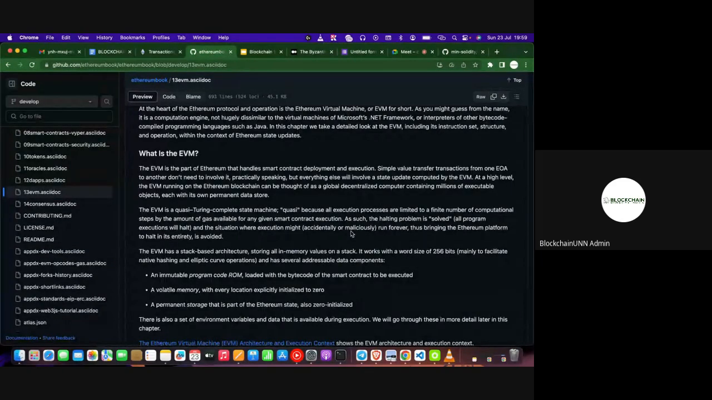The word quasi there refers to the fact that execution processes within the Ethereum virtual machine are limited to a finite number of computational steps. This is what I was trying to explain earlier, right? With any virtual machine or any computer that has the ability to carry out custom computations, there's the chance of having stuff like infinite loops or executions that go on forever.